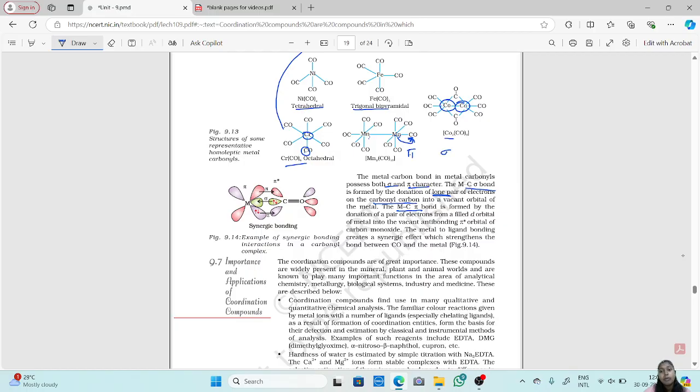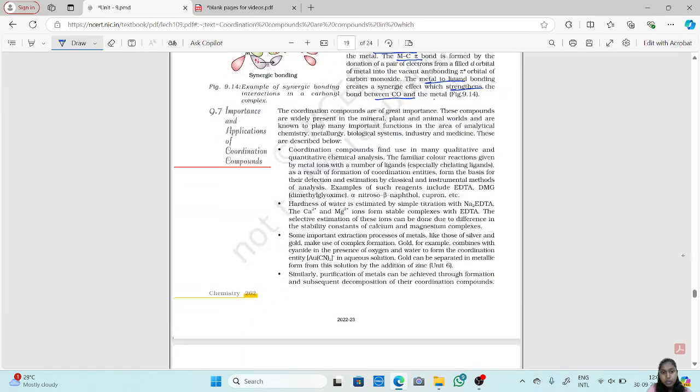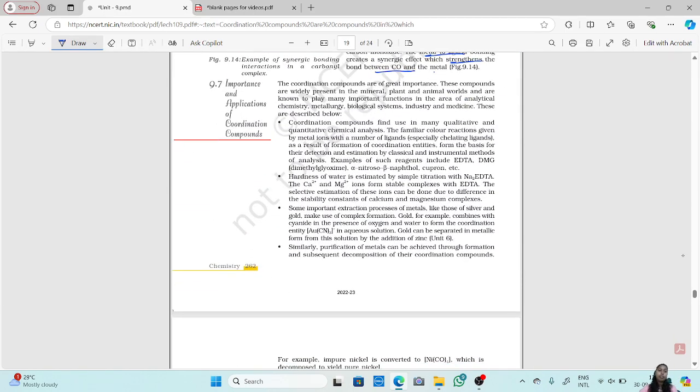Sigma bonds are formed by the donation of lone pairs from the carbonyl carbon to the vacant orbitals of the metal atoms. Now the metal to ligand bonding creates a synergic effect which strengthens the bond between CO and the metal. So once there is metal to ligand bonding, it creates a synergic effect which strengthens the bond between CO molecules and the metal. So the metal to CO bond is stronger.